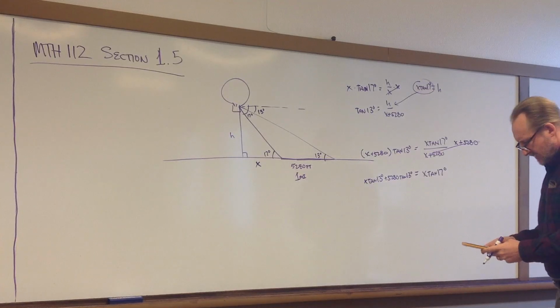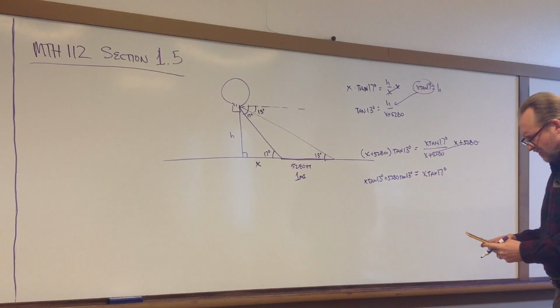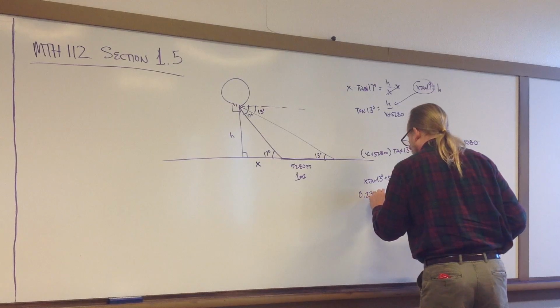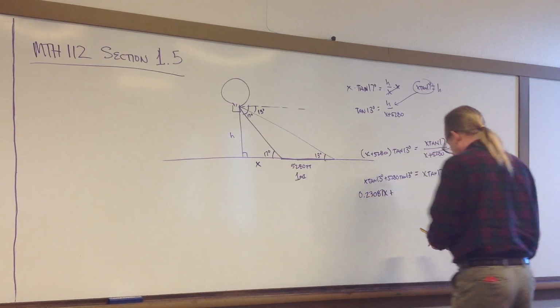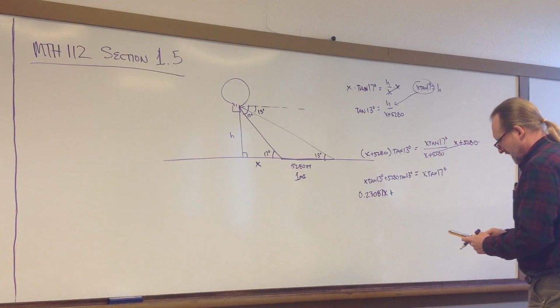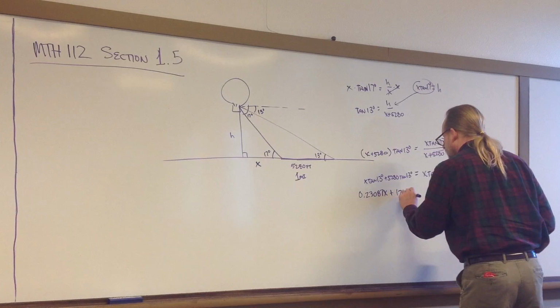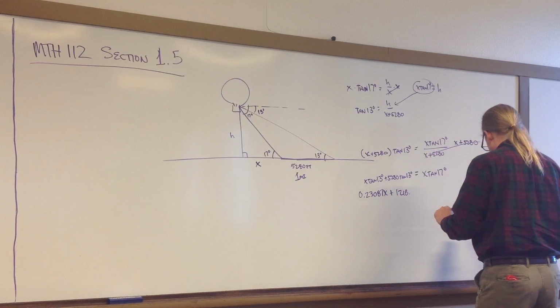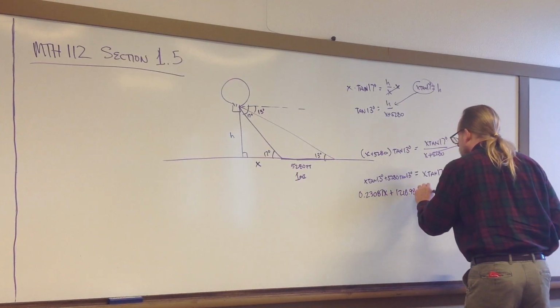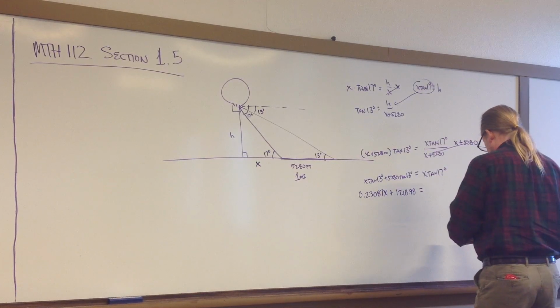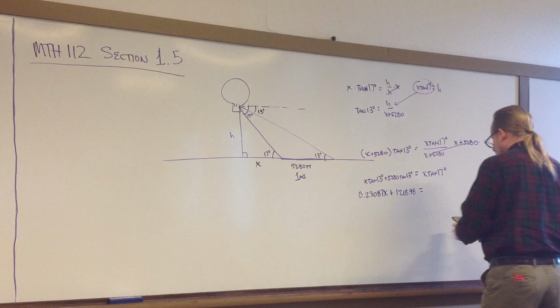Okay, so tangent 13 degrees, 0.23087. And then 5,280 times the tangent of 13 degrees, 1,218.98. And then the tangent of 17 degrees, 0.30573.